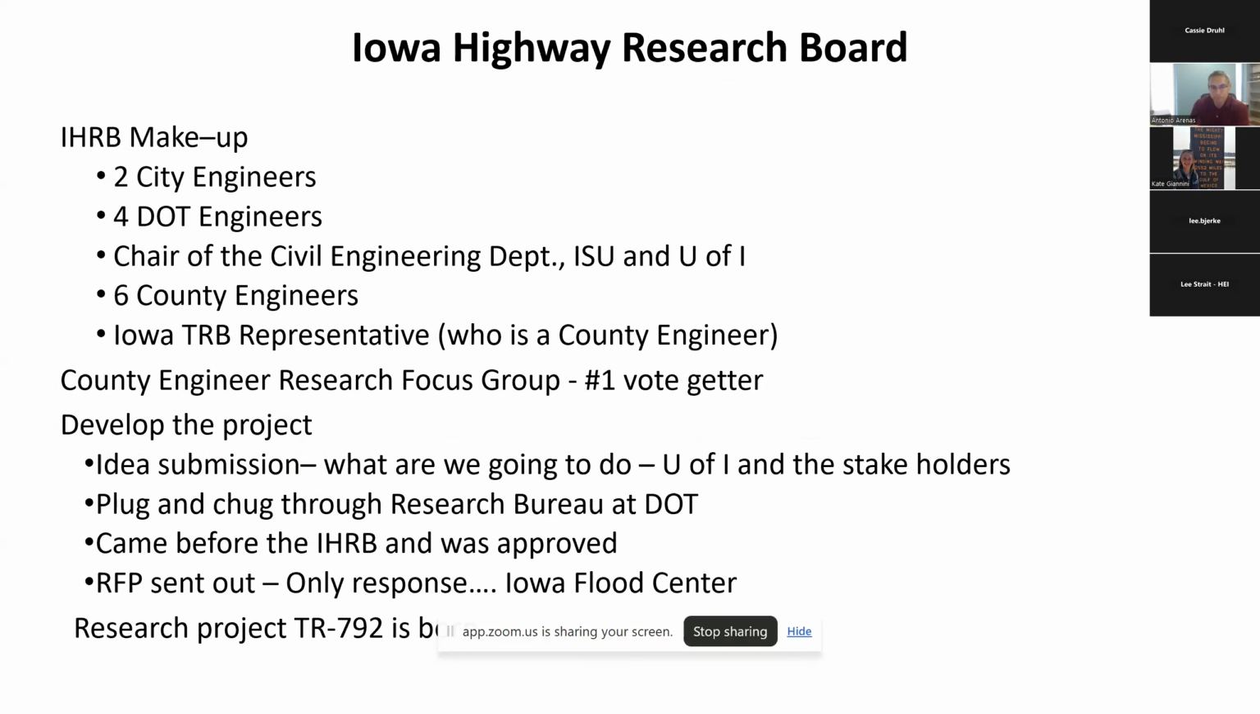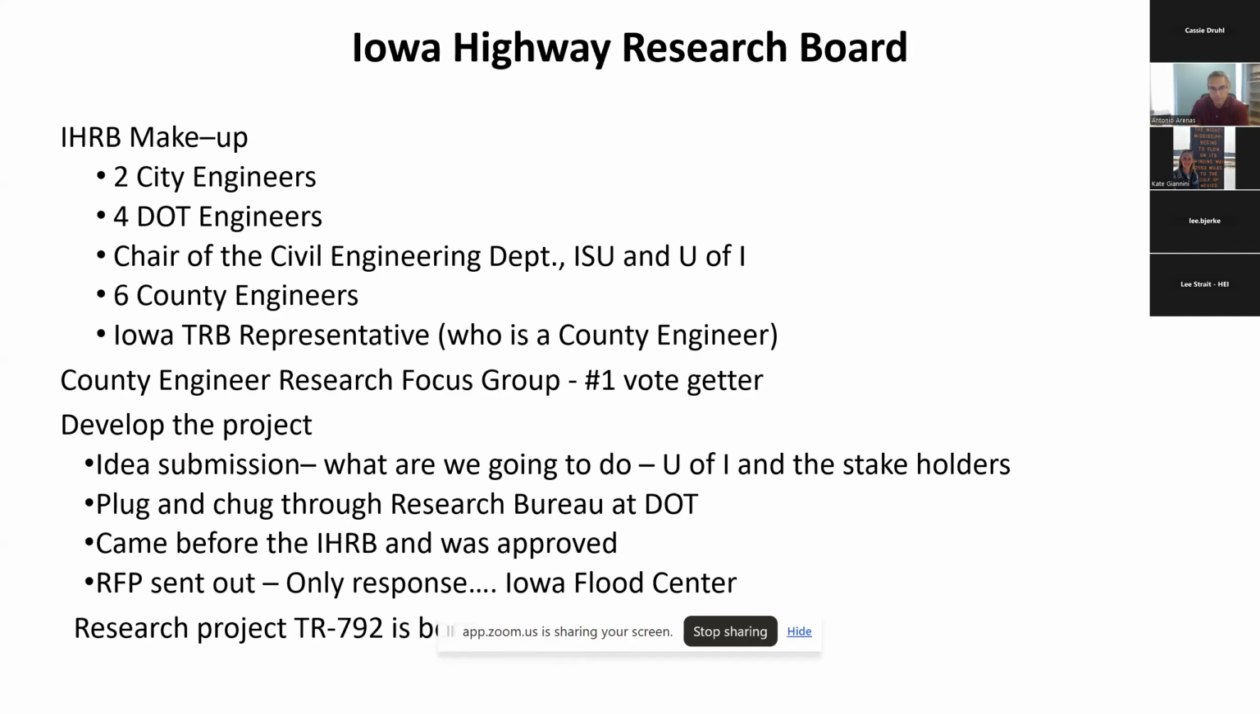There's also a TRB representative, and that just happens to also be a county engineer. So when you look at the makeup of it, the counties have a huge voice in what projects go through. And quite honestly, that's why this project made it through.